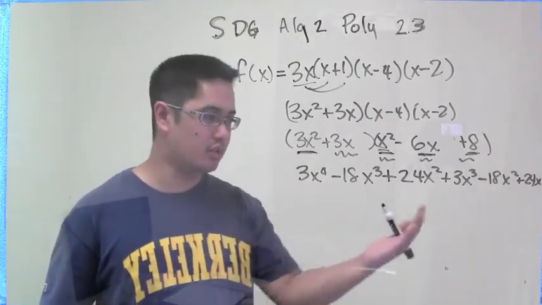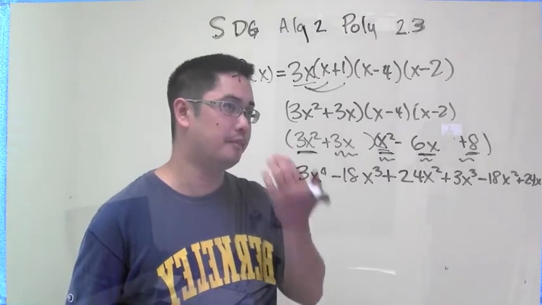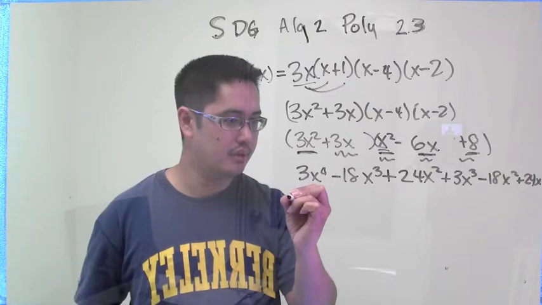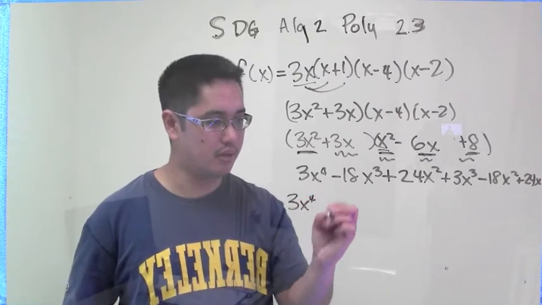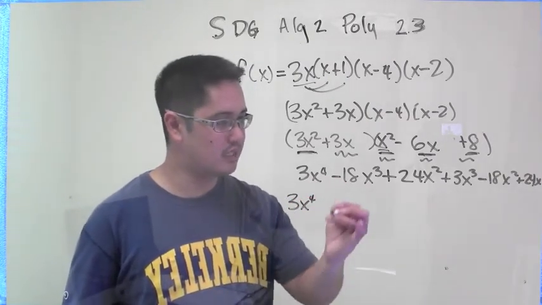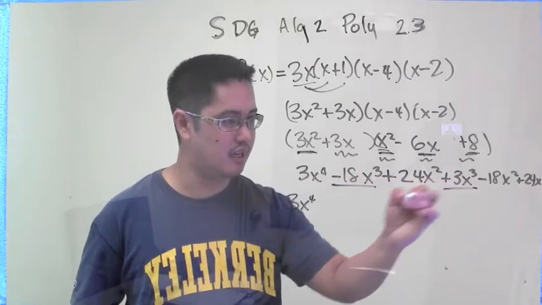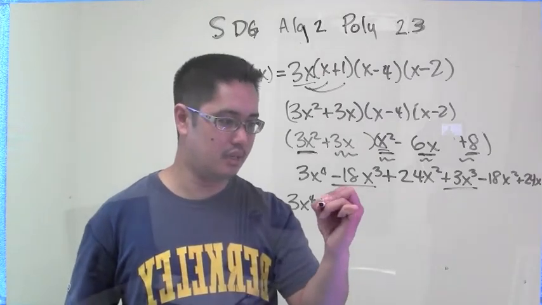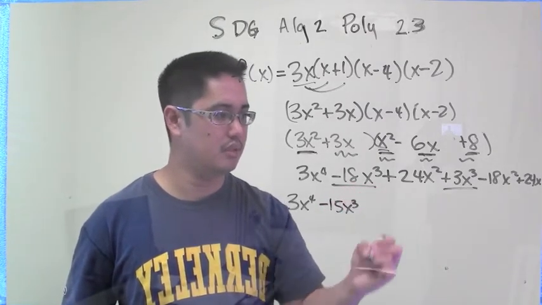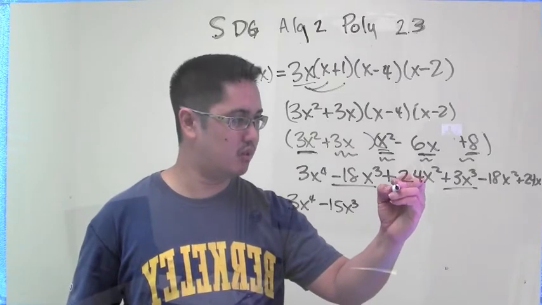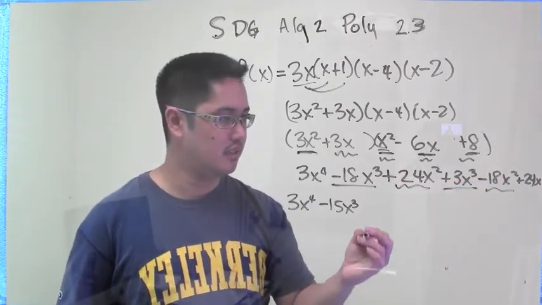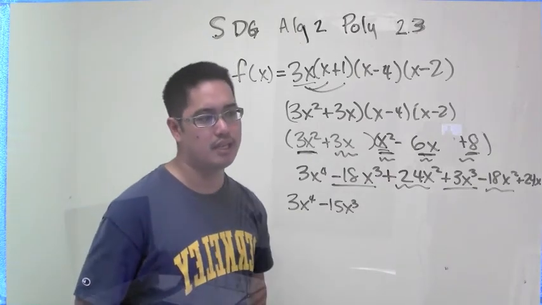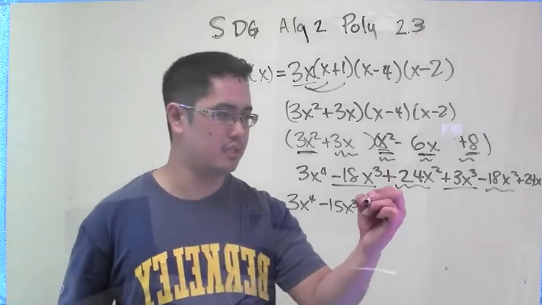Alright, I'm going to combine all the terms together, pull them all in. And let's see, I've got 3x to the 4th power. I only got one of those. As far as x cubes go, I've got this guy and this guy. So what is negative 18x cubed plus 3x cubed? That's negative 15x cubed. And as far as the x squared terms go, I've got that guy and that guy. So that would be 24 minus 18. What is 24 minus 18? Is that 6? Alright, fine, let's just go with that.